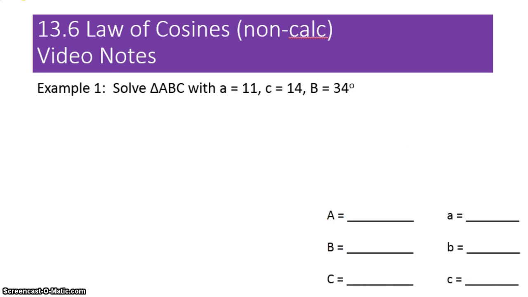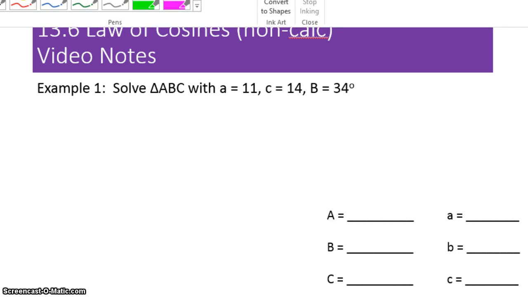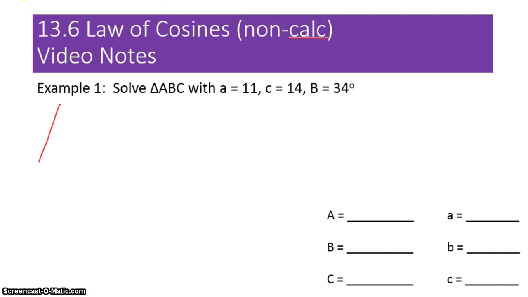So if we look at our first problem here, I'm going to first, of course, draw the picture. So I'm going to draw a triangle ABC. I'm just going to label ABC. Angle B is 34 degrees. And side A, which is across from angle A, is 11. And side C, which is across from angle C, is 14. That means we're missing side B.